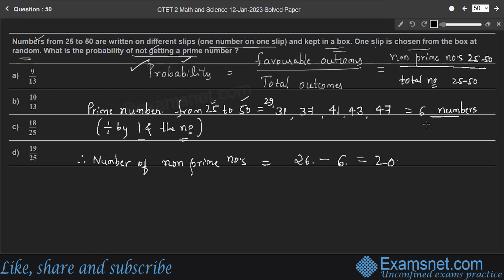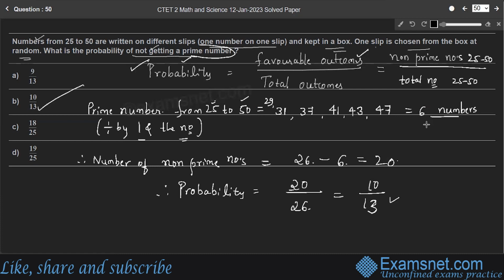Here, the probability of not getting a prime number, the required probability, is, as the formula says, favorable outcomes over total outcomes. Here, favorable outcomes are 20, out of total numbers from 25 to 50, which is 26. So 20 by 26 is the probability of not getting a prime number. We can simplify it: 2 into 10 is 20, 2 into 13 is 26. So 10 by 13 is the probability of not getting a prime number. Hence option B is the right answer.